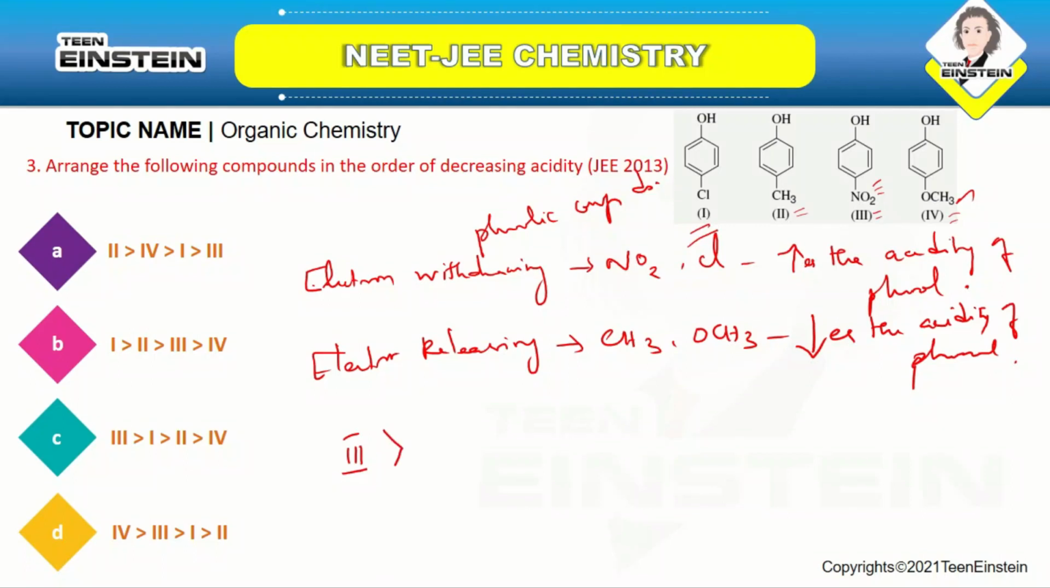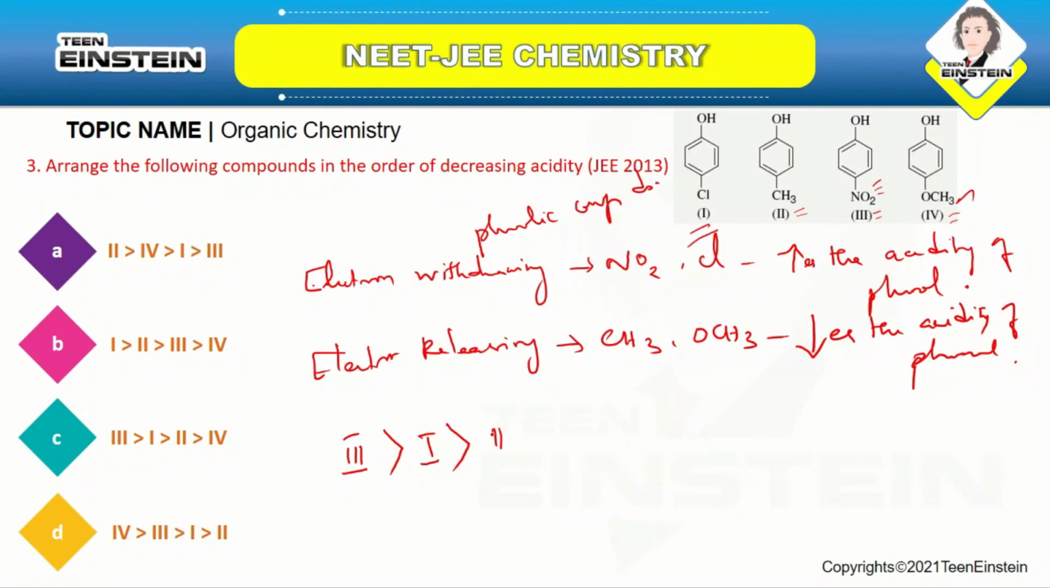So third has more acidic strength, and the chlorine-substituted phenolic compound has the next acidic strength. And next come to the methyl group.